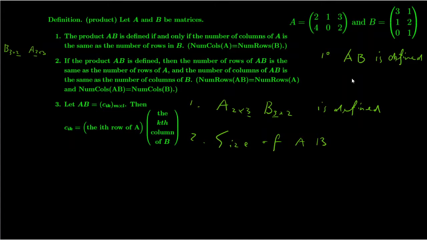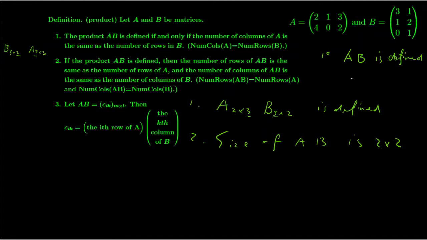In the second question, we are trying to define the size of AB. In AB, the number of rows is always the same as... that's right, 2 by 2. The number of rows in AB is always the same as the number of rows in the matrix on the left, and the number of columns in the product is always the same as the number of columns in the matrix on the right. So the size of AB should be 2 by 2. I think everybody told me 2 by 2. Okay.